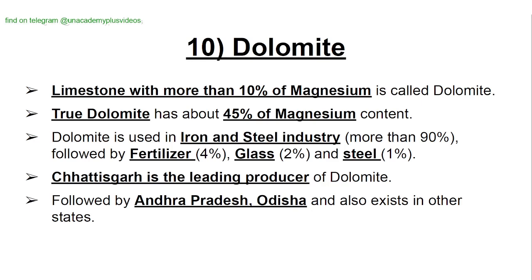Dolomite. Limestone with more than 10% of magnesium is called dolomite. True dolomite has about 45% of magnesium content. Dolomite is used in iron and steel industry more than 90%, followed by fertilizers 4%, glass industry 2% and steel industry only 1%. Chhattisgarh is the leading producer of dolomite, followed by Andhra Pradesh, Odisha, and also exists in the other states.